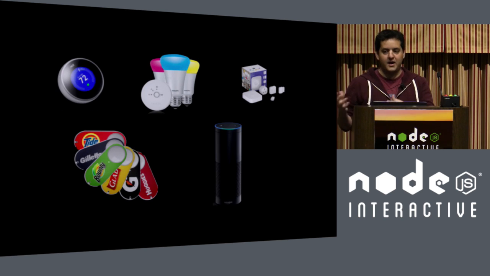On one hand, we have commercial products. We have stuff like Nest, the whole Philips Hue line. Samsung with SmartThings is also really big. We have Amazon with the Dash button and now the Amazon Echo.